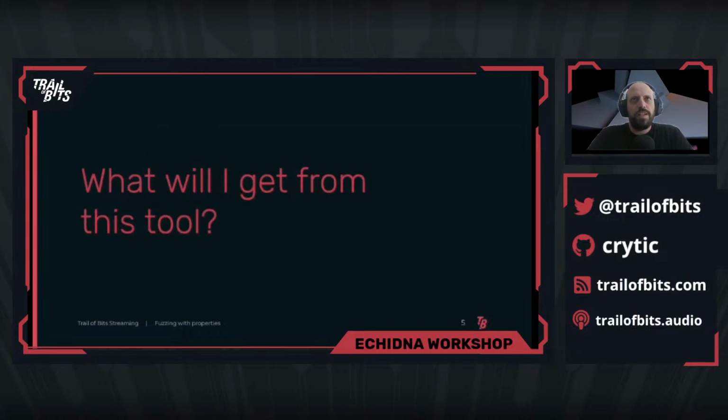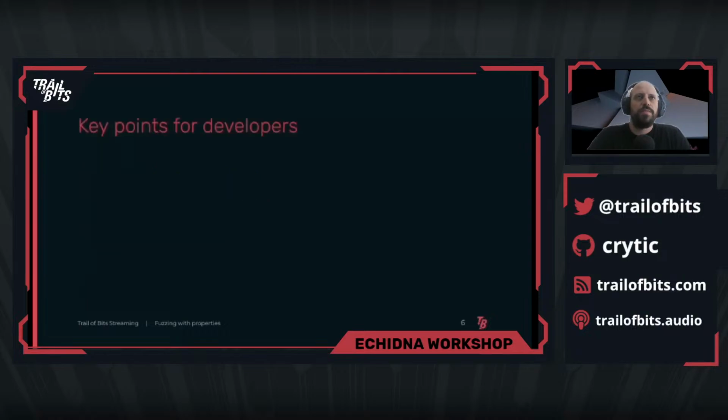So let's start. What will you get as a developer from this tool? Our idea was to summarize three key points. The first is to identify and write your contract properties. Given that you have a contract you want to test, you should be able to identify and write the properties to use a fuzzer with this contract. We will go through the steps to help you identify and write your own properties.